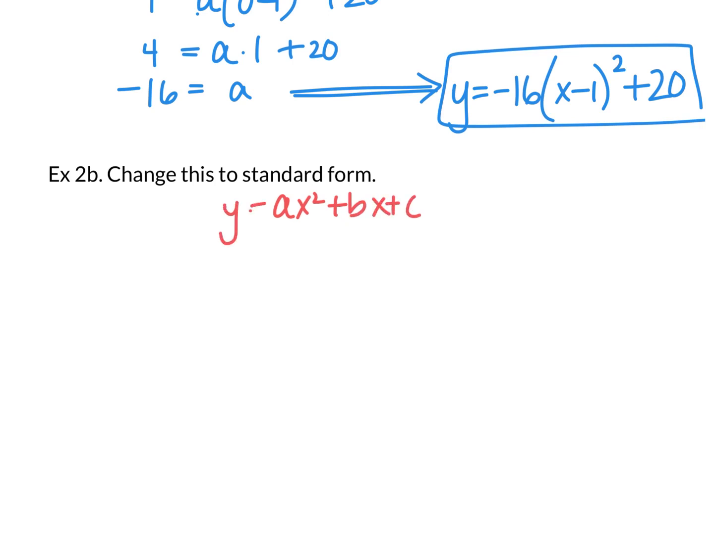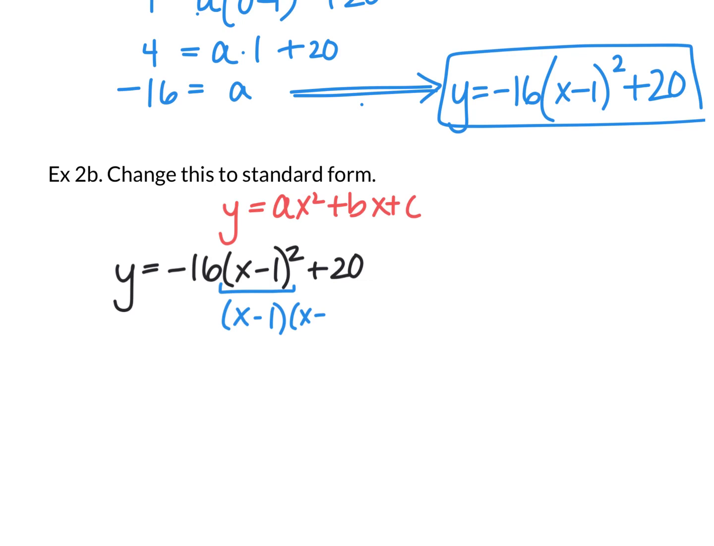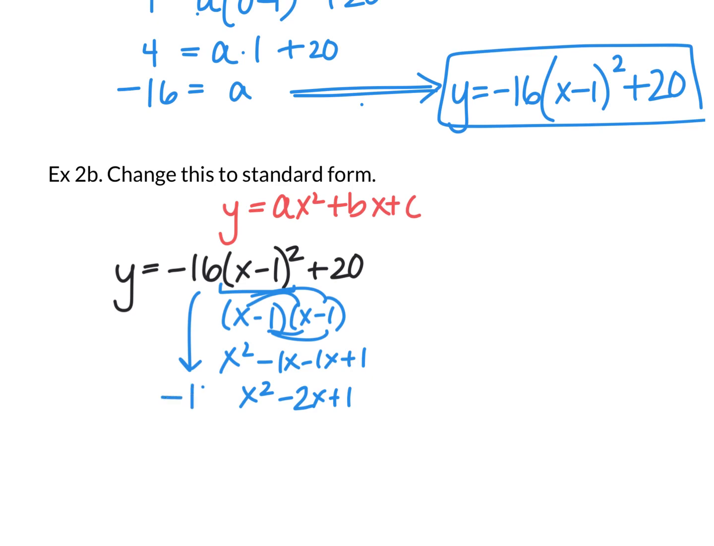Notice in standard form there are no parentheses, so what I need to do is simplify without the parentheses. Order of operations tells me I need to square this part first. Remember, from Algebra 1, when you square a parenthesis you have to write it twice and double distribute. So this is going to be x squared minus 1x minus 1x plus 1, or x squared minus 2x plus 1.